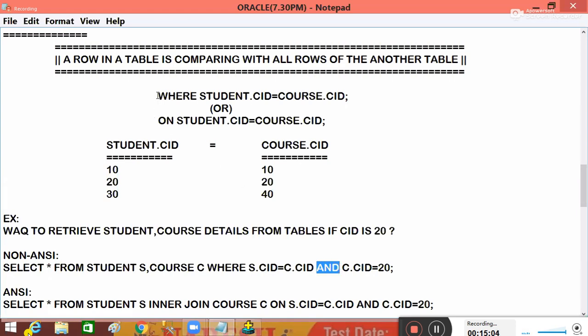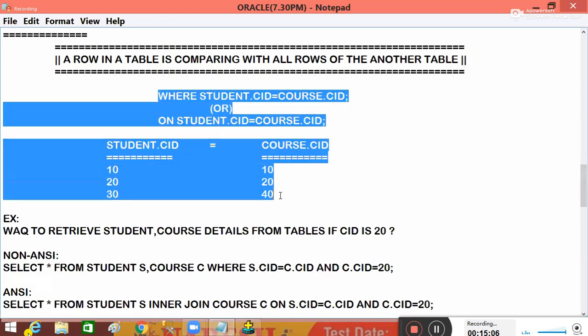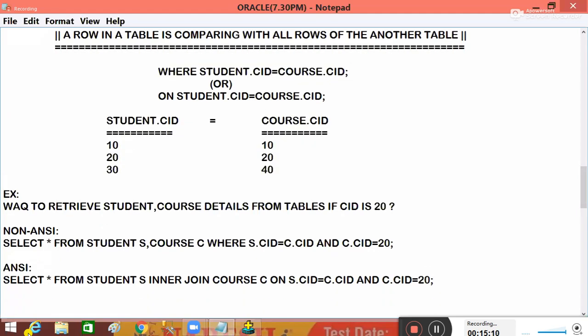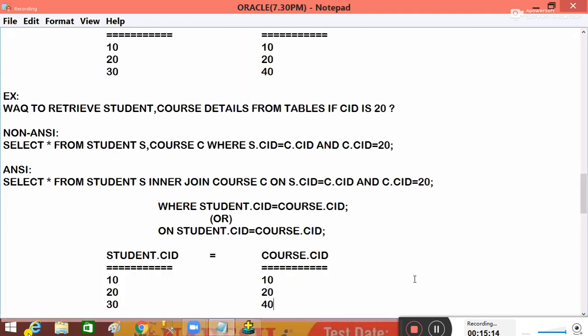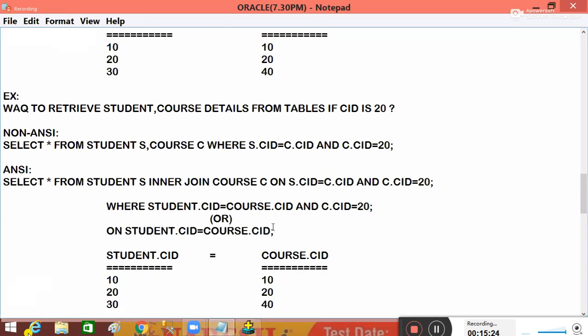So let you see, when I go to execute this with multiple conditions, the execution process is the same as before. But this time I have to add a condition here: c dot cid is equals to 20, and here also the same thing, and c dot cid is equals to 20.